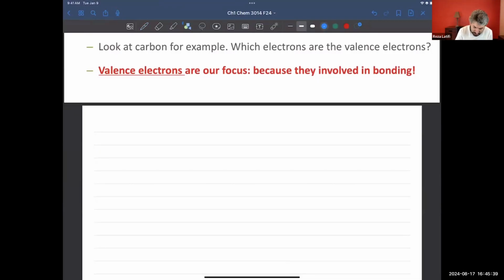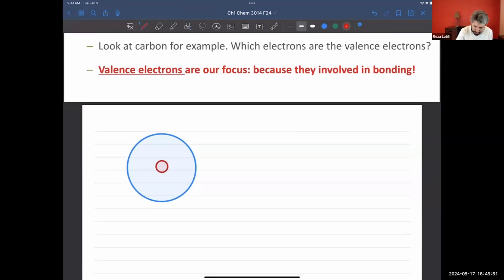So as a reminder, each element is going to be made of a nucleus. This is our nucleus. Inside the nucleus we have protons.